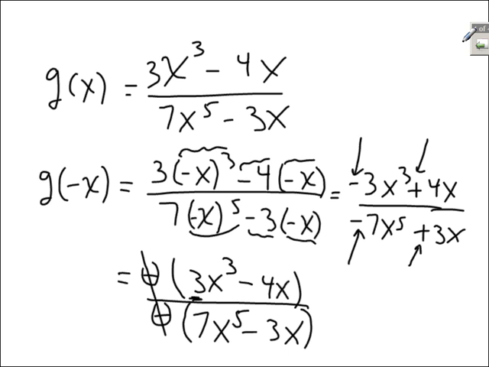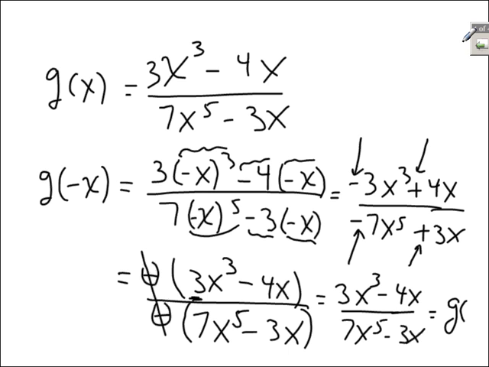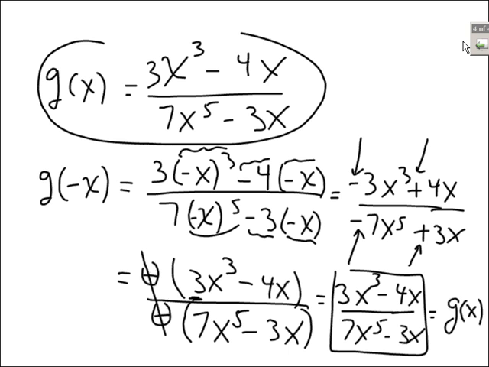Now, negative over negative is positive. It cancels. So we get 3x cubed minus 4x over 7x to the 5th minus 3x. That's g of x. How do I know that? Because I just read it. It's the same thing. It's g of x. That is, g of negative x really equals g of x. It's an even function.